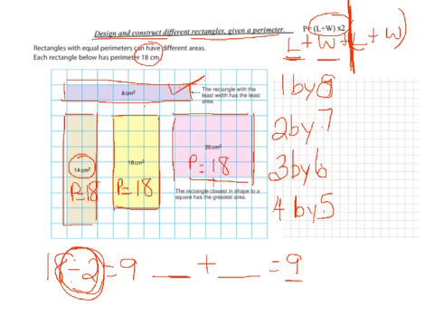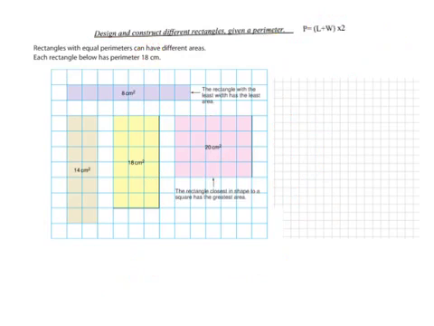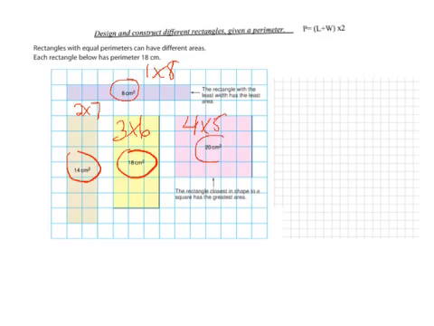Now let's take a look at the area of these rectangles. The area of each of these rectangles we can also find out. Remember, area is length times width, so 1 times 8 gives us an area of 8 here. All of these, remember, have the same perimeter. This one here would be 2 by 7, so 2 times 7 gives us 14. Here, remember, it would be 3 times 6. 3 by 6 gives us 18. And here it would be 4 times 5, which gives us 20.